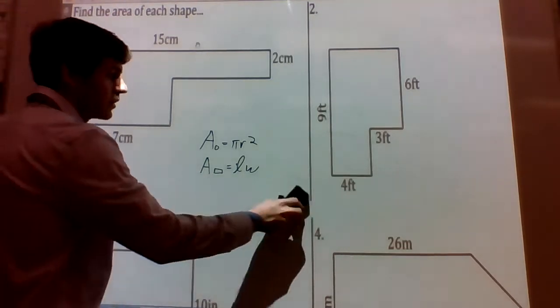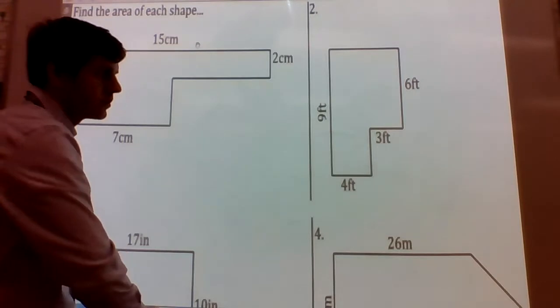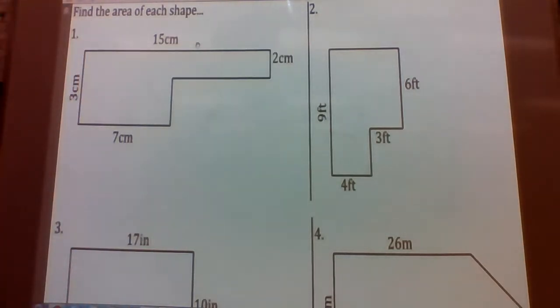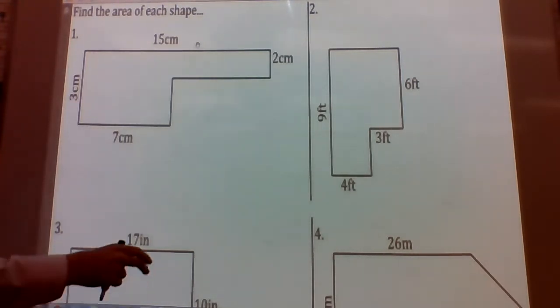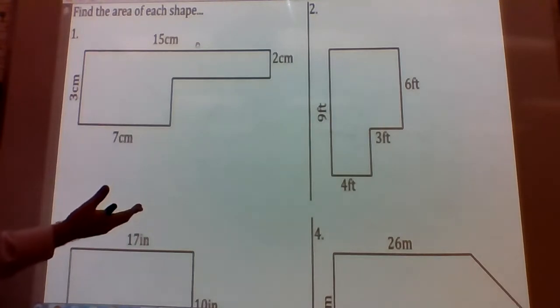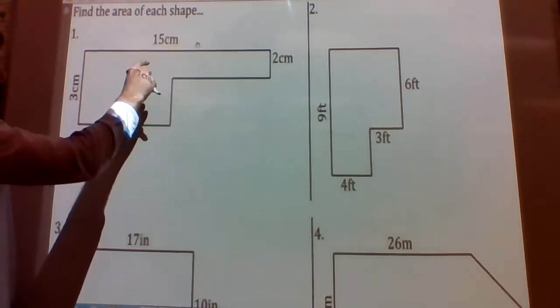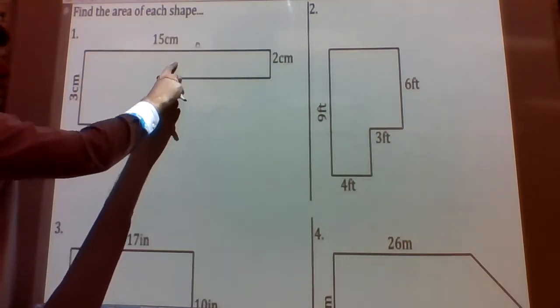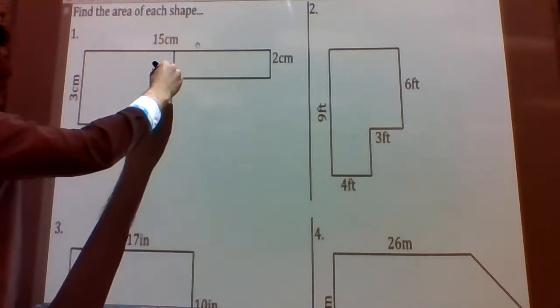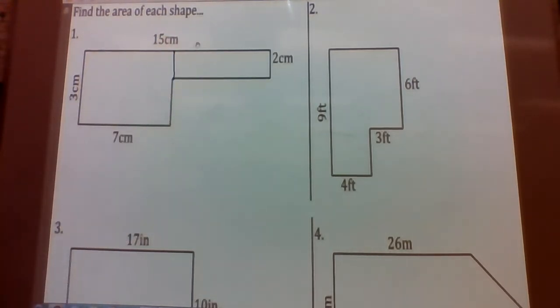Okay, so our step one is to identify the components. Then we want to find the area of each component. And then we want to use addition or subtraction to find the total area. So for number one, there's two different ways we can do it. We can either cut off here and make two rectangles, or we can cut here and make two rectangles.